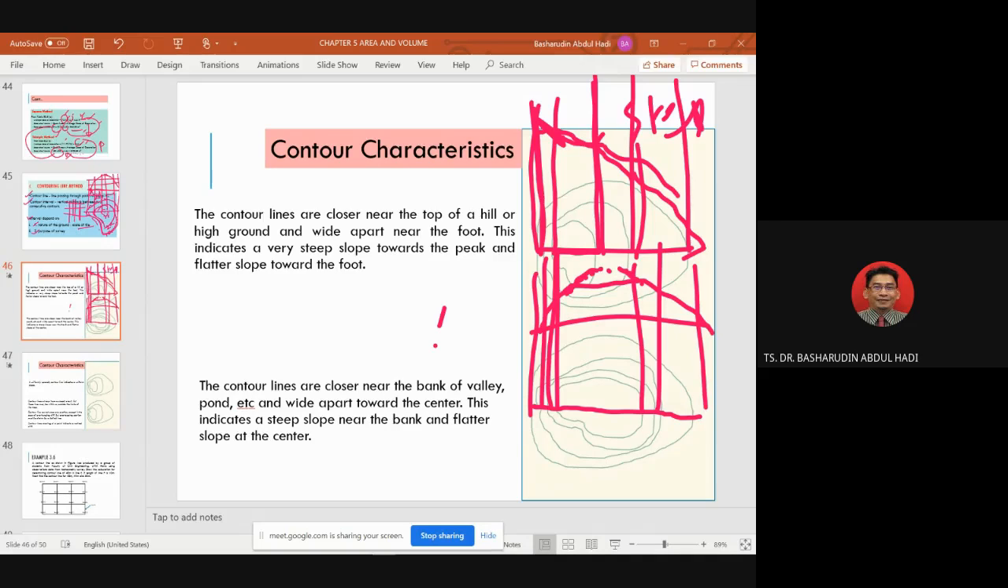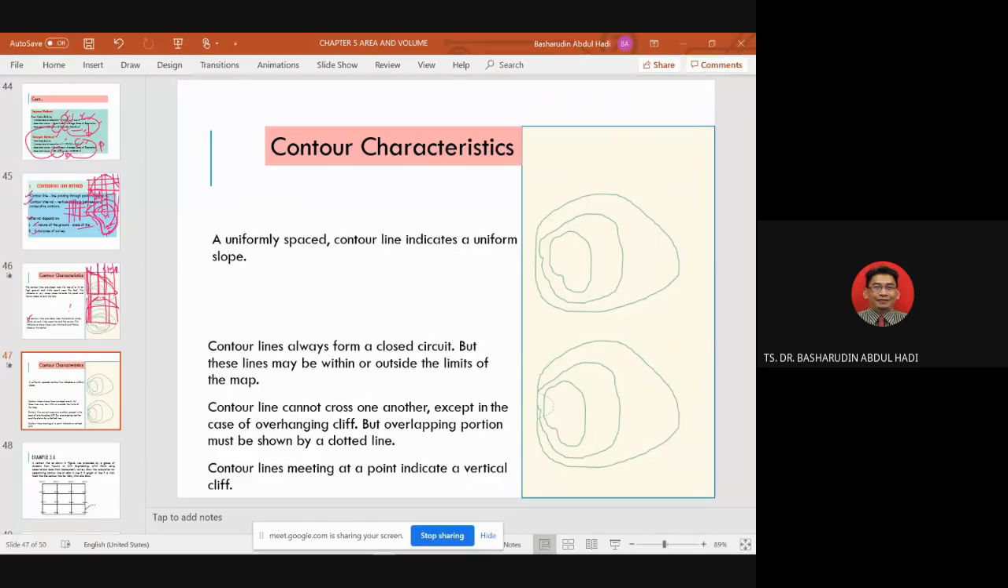The contour lines are close together near the bank or valley, pond, etc., and wide apart toward the center. This indicates a steep slope near the bank and a flatter slope at the center. So this one is the natural one, the original that God created. And the third one is that uniformly spaced contour lines indicate a uniform slope. It is quite uniform. The distance is not really much. We call it a gap.